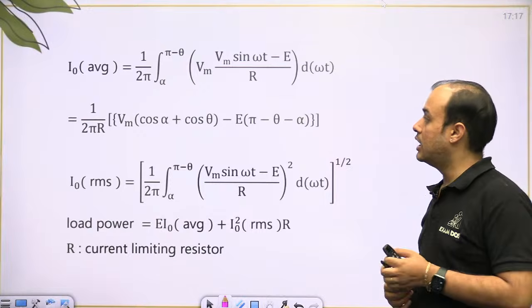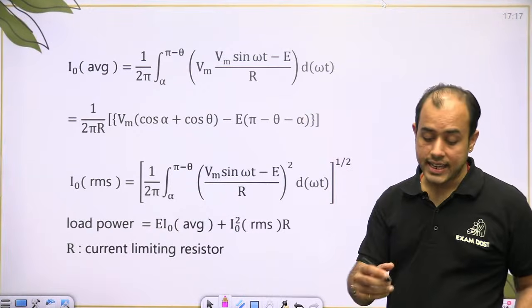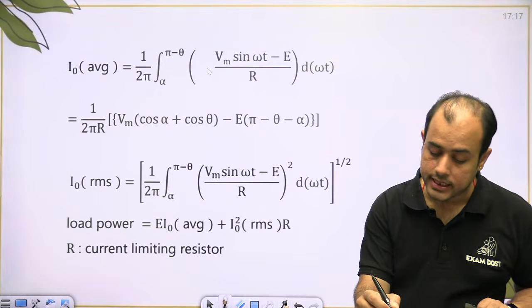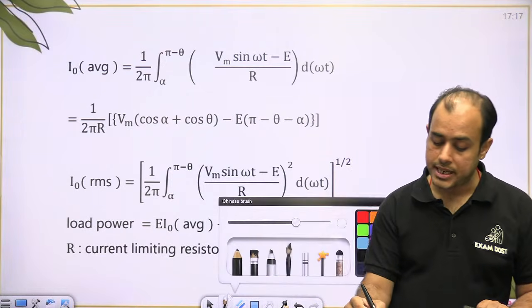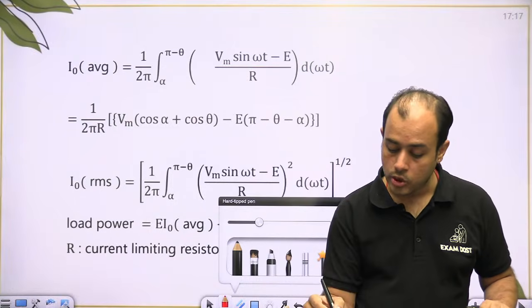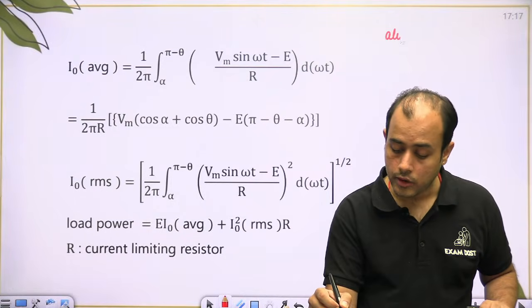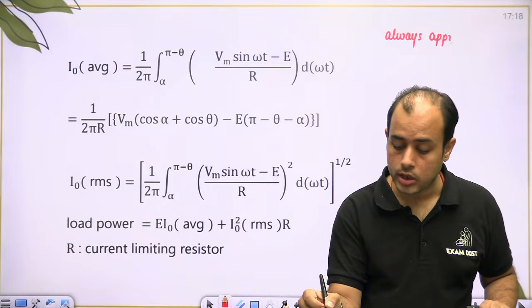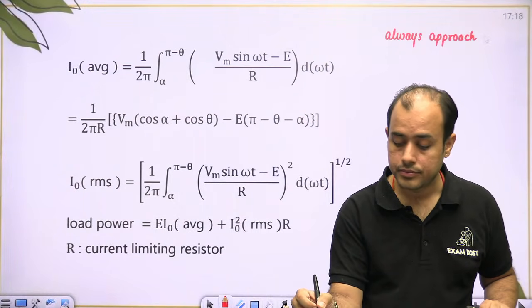Okay, now for I average, you will integrate from alpha to pi minus theta, (Vm sin omega t minus E) by R. I told you already, always approach an RE load via current.